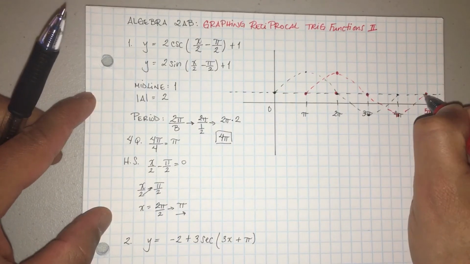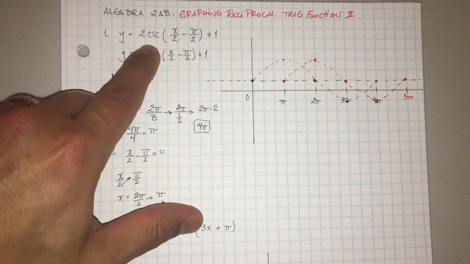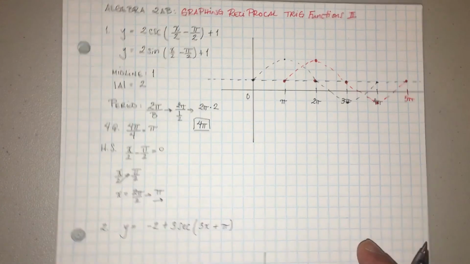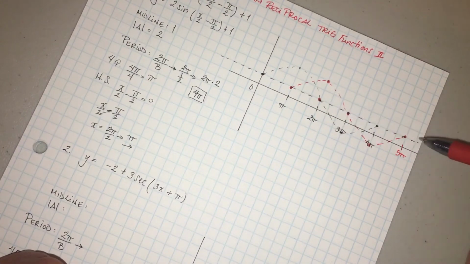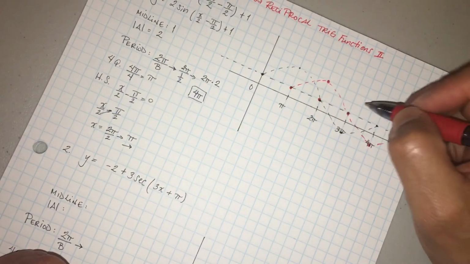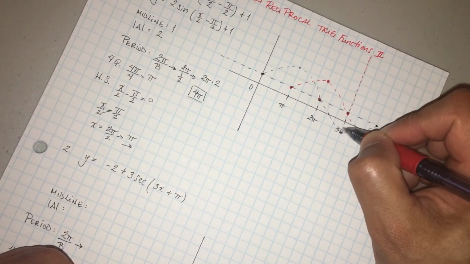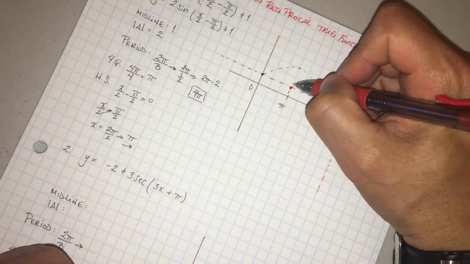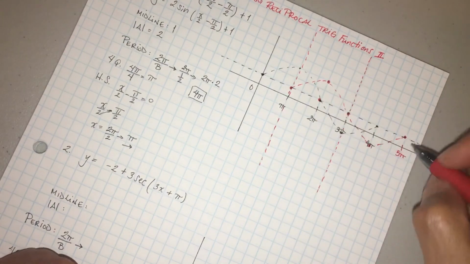There it is. The last thing I have to do is cosecant, because remember, we're not doing sine, we're doing cosecant, so we have to do the reciprocal. How do we do that? Wherever you hit the midline, which is another way of saying the x-intercept, we're going to have a reciprocal of that 0, which becomes undefined. So right here, we're going to have asymptotes. Same thing over here.